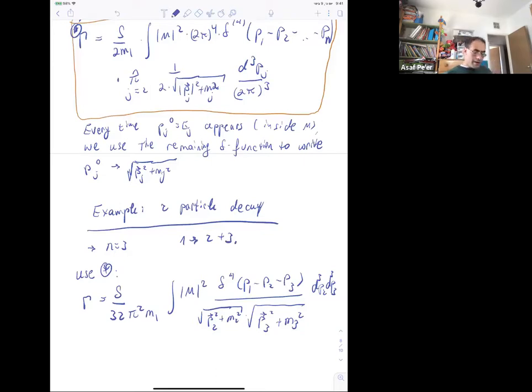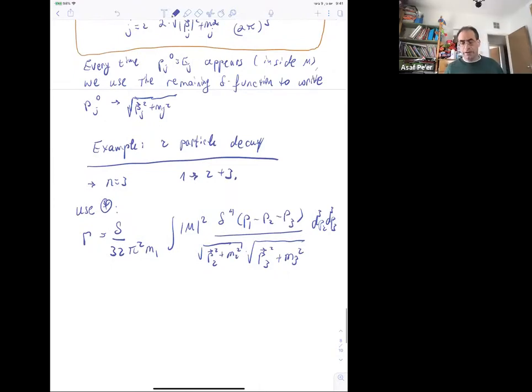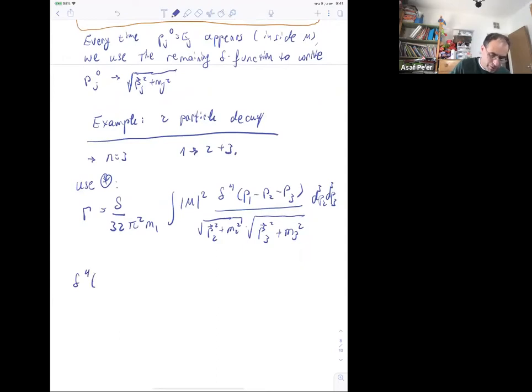We have a 4-dimensional delta function, but here we only have an integration over 3-dimensional real space, right, through real momentum. So what we do is we simply write down delta 4 of P1 minus P2 minus P3. It's just delta of P1 0 minus P2 0 minus P3 0 times delta cube of P1 minus P2 minus P3, right?